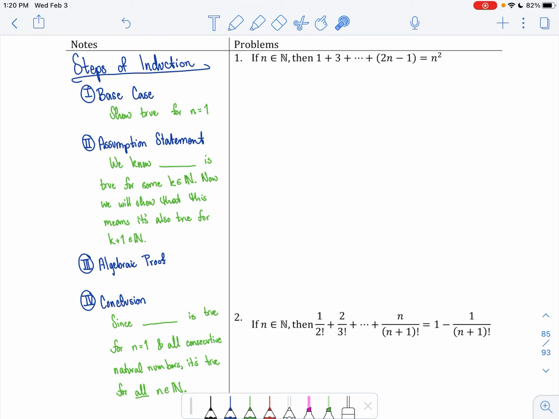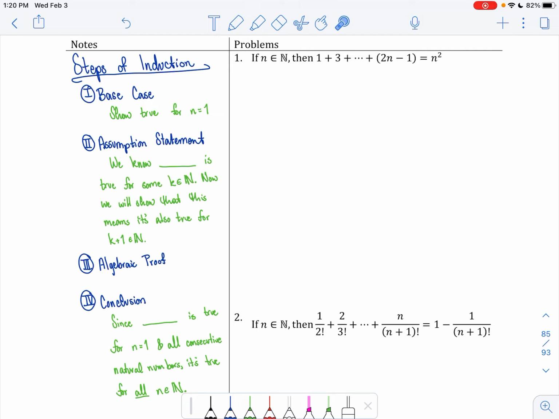When we say some in this case, we mean at least one number this is true for. Now we'll show that means that it's true for k plus 1. So if it's true for k, we can prove that it's true for k plus 1, the next consecutive number. We're going to prove that using an algebraic proof, and then we have the conclusion that since the statement is true for n equals 1 and all consecutive numbers, it must be true for all natural numbers, because that's how we define natural numbers. 1, then 2, then 3, then 4, etc., all on up.